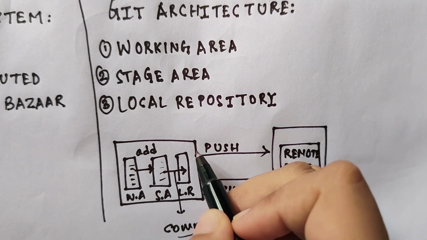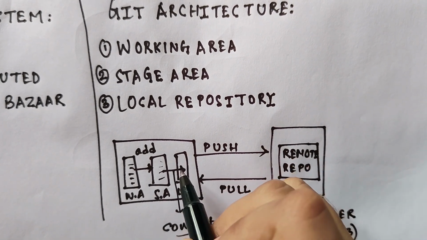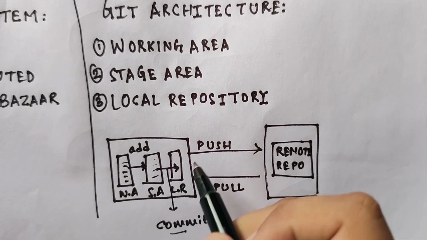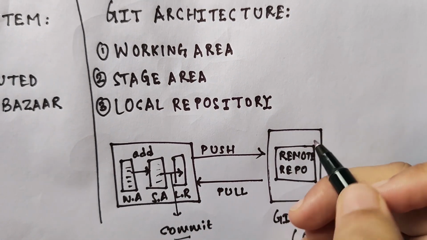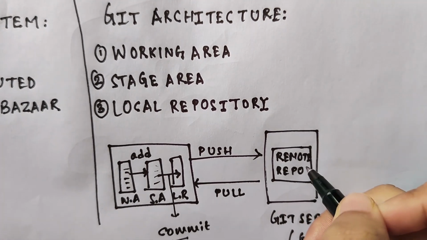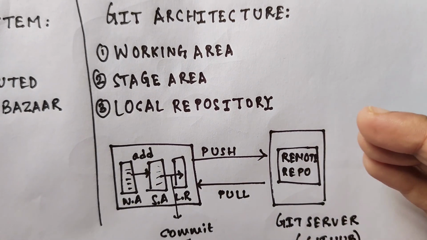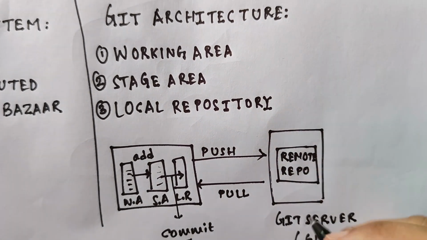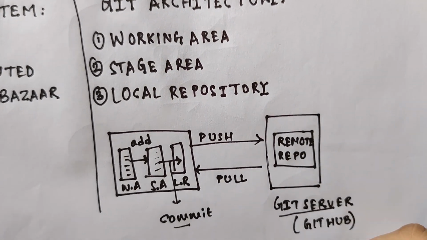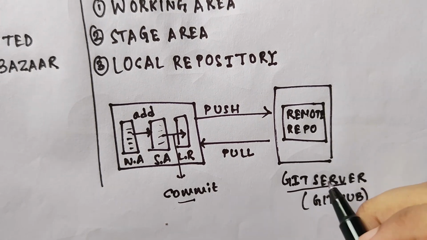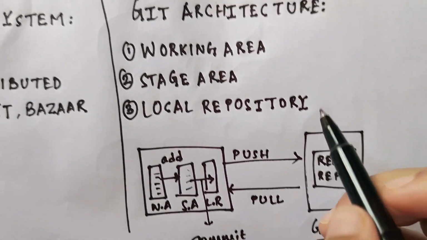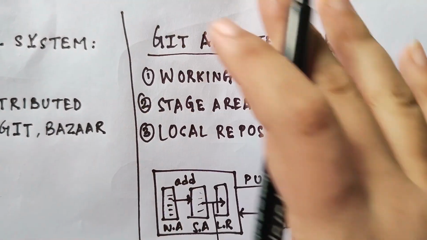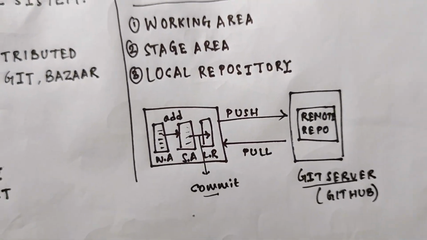So in the local repository, we are storing the works, and then it is pushed to the remote repository, or if required, it can be pulled again from the remote repository. Remote repository is what? It is the Git server that we are saying as GitHub. That is the remote repository. That is the main working Git architecture, and this is the way the entire Git architecture works.